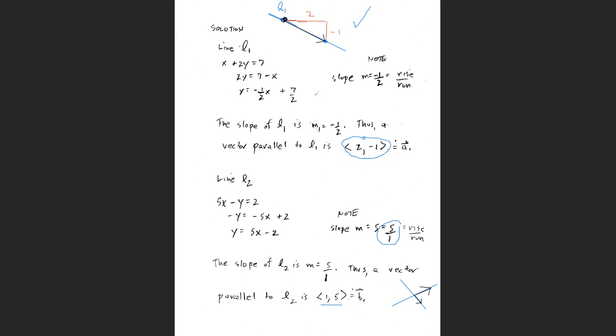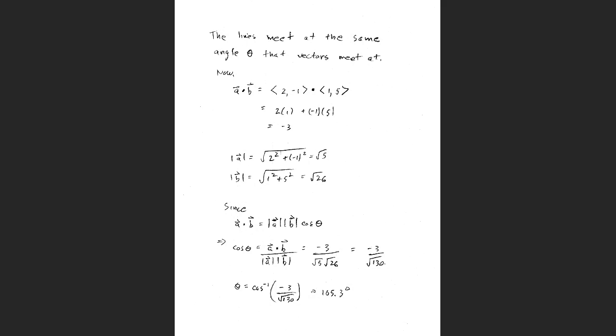But given that, we can get the angle, right? So what do we have to do with these vectors A and B? Well, first thing we need to do, to get the angle, we got to find the dot product. And that's what we do here on the second page. The lines meet at some angle theta that the vectors meet at.